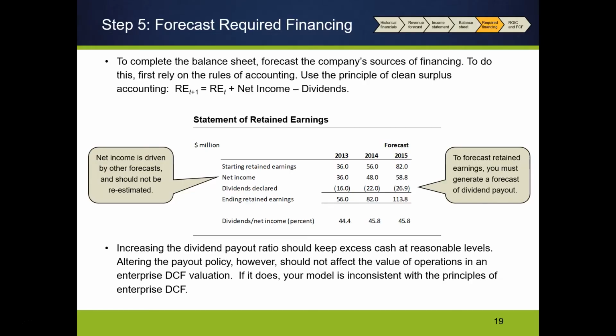Now, to complete the balance sheet, and again, you'll see this happen in the example, we need to forecast the company's sources of financing, and that means that we need to make sure that we forecast the statement of retained earnings. And the statement of retained earnings is an accounting statement that says that retained earnings next year equal retained earnings this year plus your net income minus your dividends. Because remember, net income gets divided into dividends and retained earnings. Right?